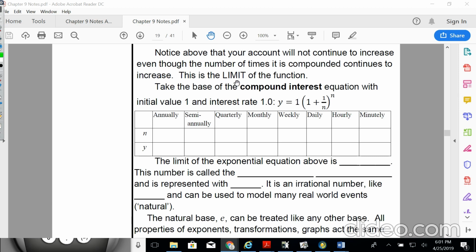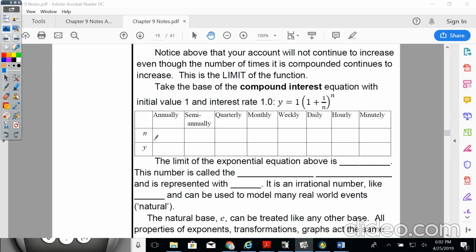So that's a calculus word right there. So let's see what a limit actually is. Here, we're going to make everything ones so that it stays pretty much steady. And the only thing we're going to change is the number of times that it's compounded. So here, annually means we compound once a year.